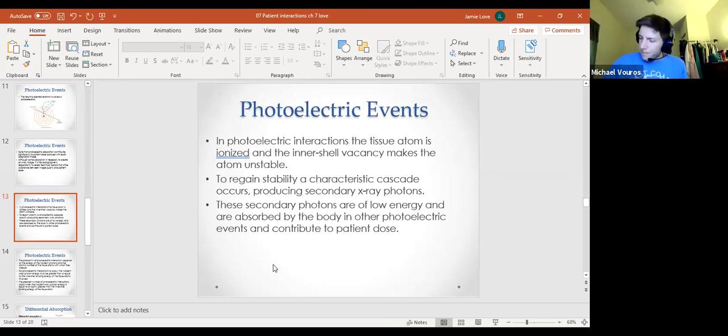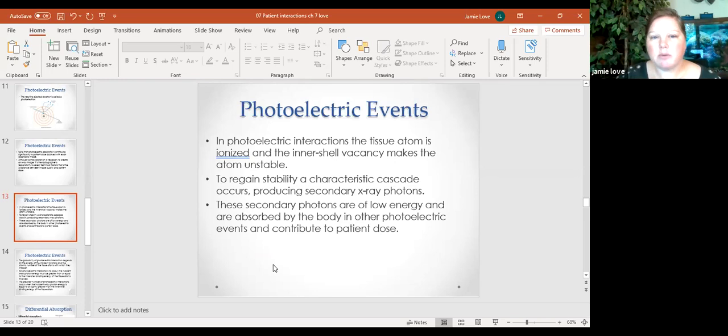So they say inner shell vacancy, making the atom unstable, because now we say this atom has been ionized, and cascades are going to happen through secondary X-ray photons coming out. These are such low energy, they're probably going to be absorbed by the body or have another photoelectric event happen in the body, contributing more to patient dose. So those secondary scattered photons aren't going to make it to the image receptor.